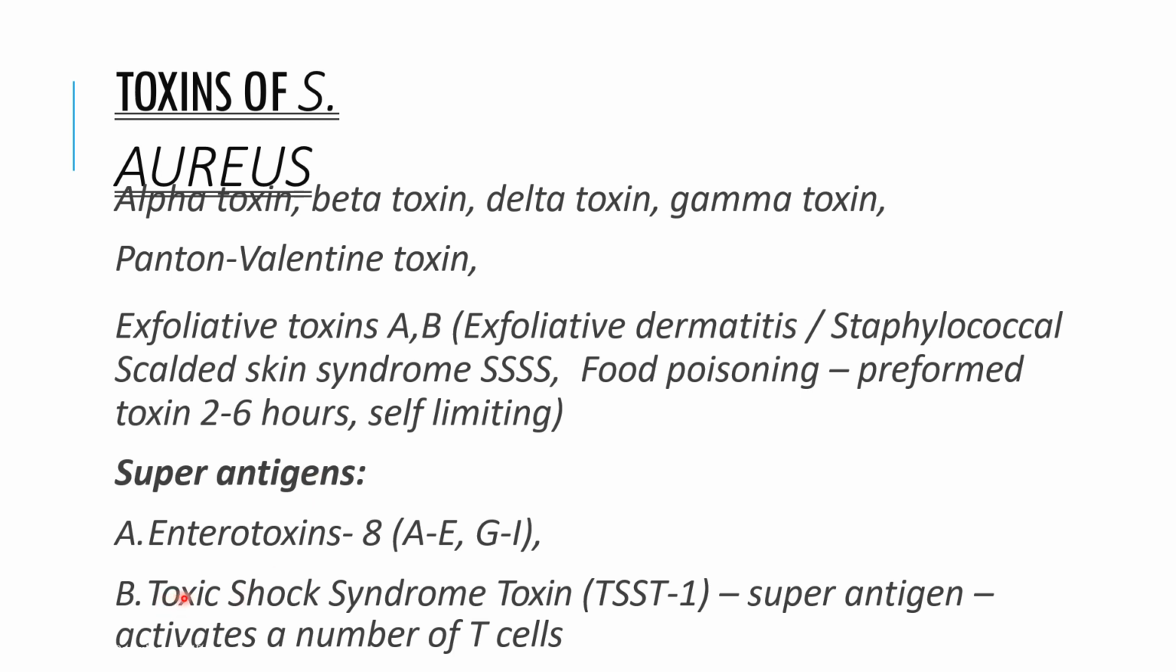Then superantigens are very important in the case of staphylococci, that is enterotoxins A to E and G to I. Then toxic shock syndrome toxin, TSST-1, is a superantigen again, which activates a number of T cells. So for a BSc student, you have to study a little detail, just a few points about each toxin.